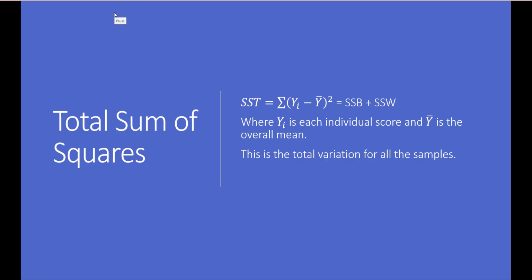Total sum of squares is going to be equal to the sum of each individual score in the sample minus the sample mean squared, and it's going to be equal to the sum of our between sum of squares plus our within sum of squares. This is the total variation for all categories or all samples.